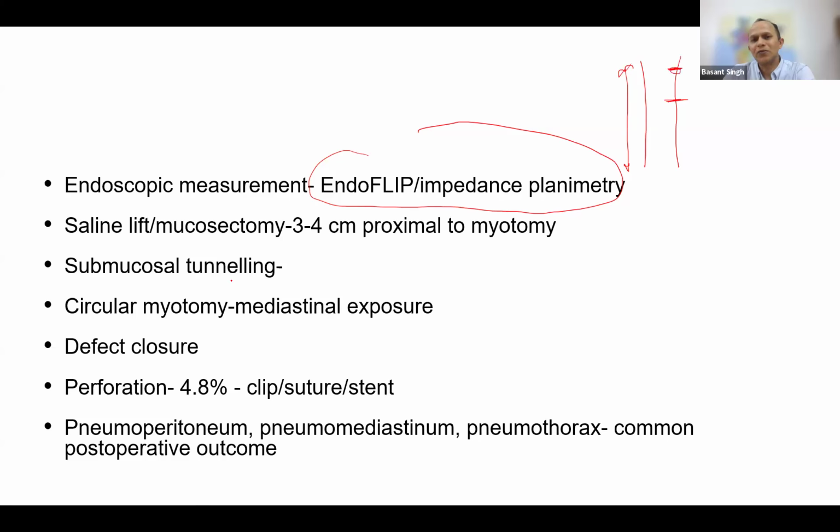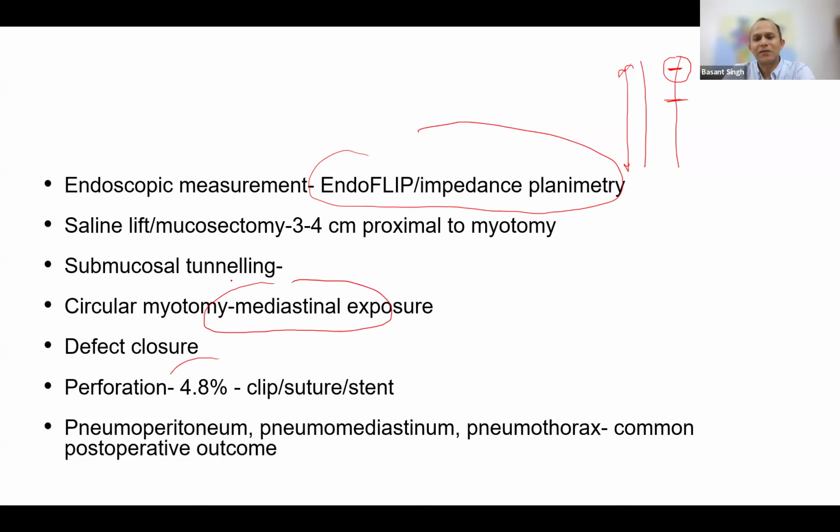You have to cut open the mucosa and go into the submucosal space. Then you have to do the tunneling, do the myotomy, and if you split the longitudinal fibers, you have this mediastinal exposure. Then you have to always close this defect. Okay. What is the intraoperative complication?